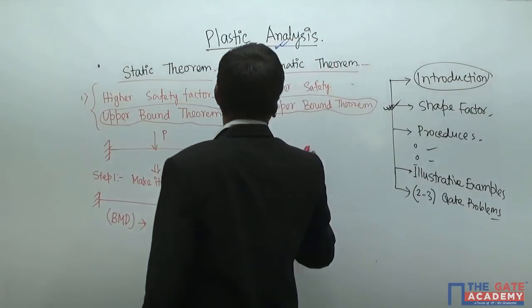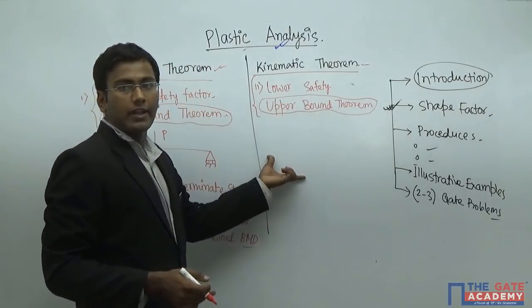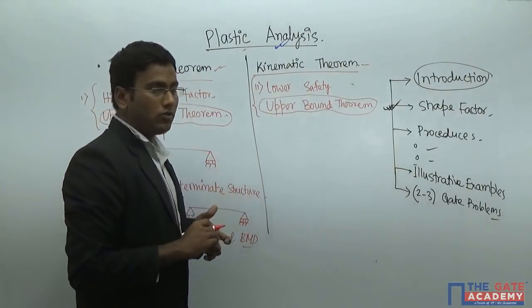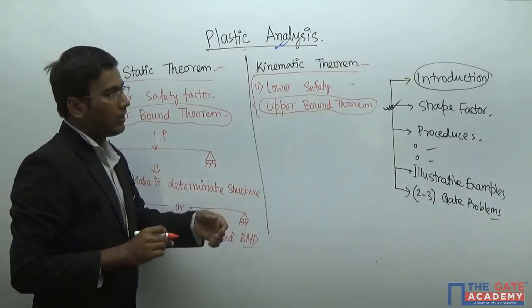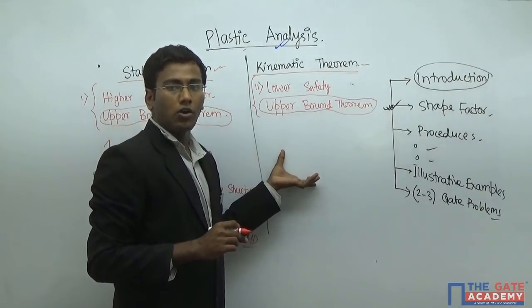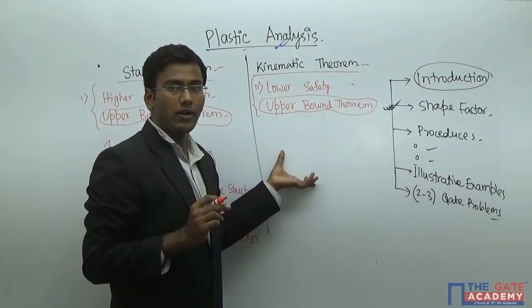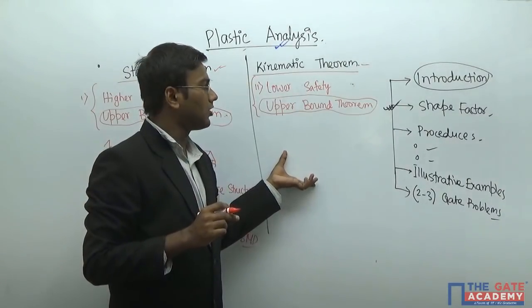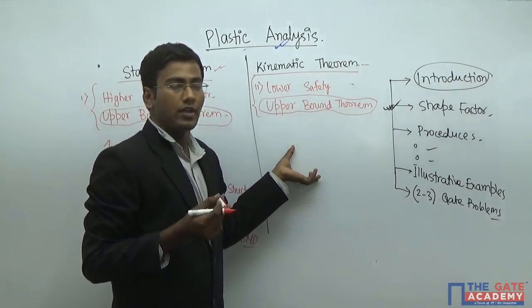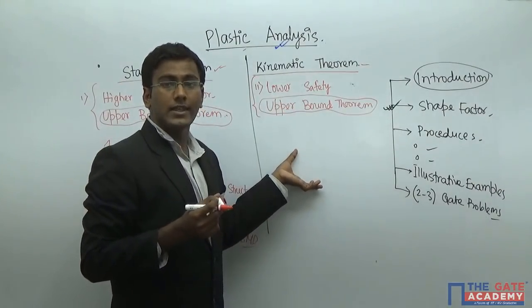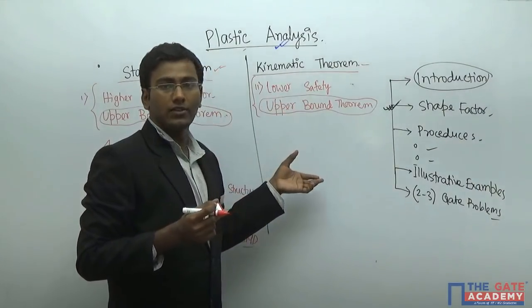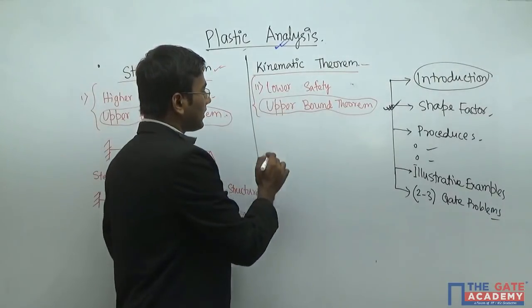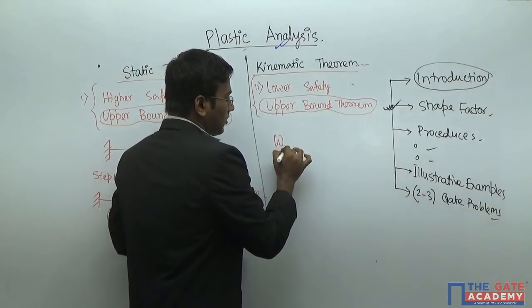But in the kinematic theorem, compared to the static theorem, this is easier, and actually all of the problems in your GATE examination should be solved this way. Why? Because this is the easiest way and the quickest way. This is the main reason, quickest way. So what are the basic things?